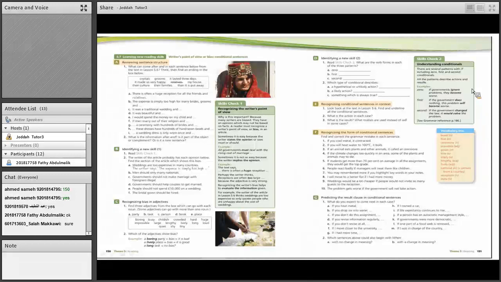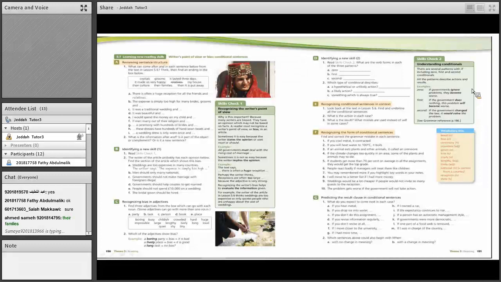A is done, right, for us. We're starting with B, right? Okay. Can we do it together? Just wait, please. So B, the expense is simply too high for many brides, grooms, and their families. Yes. Okay. It was a traditional wedding, any answers? Was a traditional wedding and it made us very happy, perhaps. Yeah, that's probably the right answer.